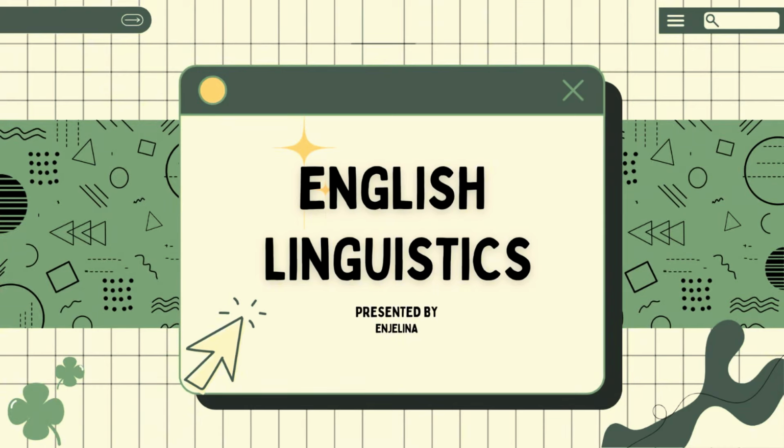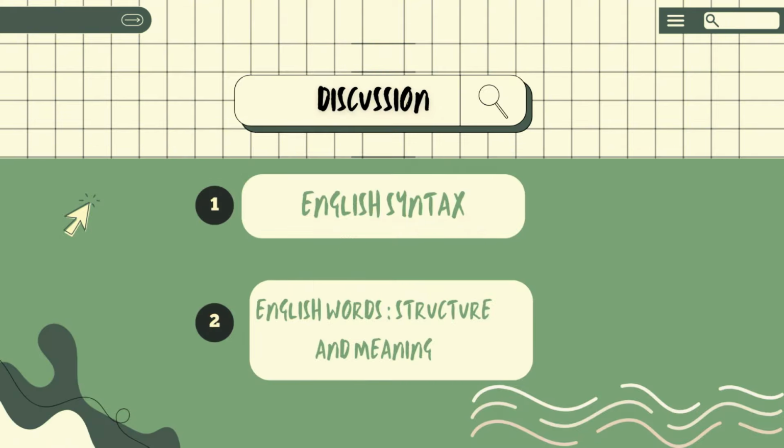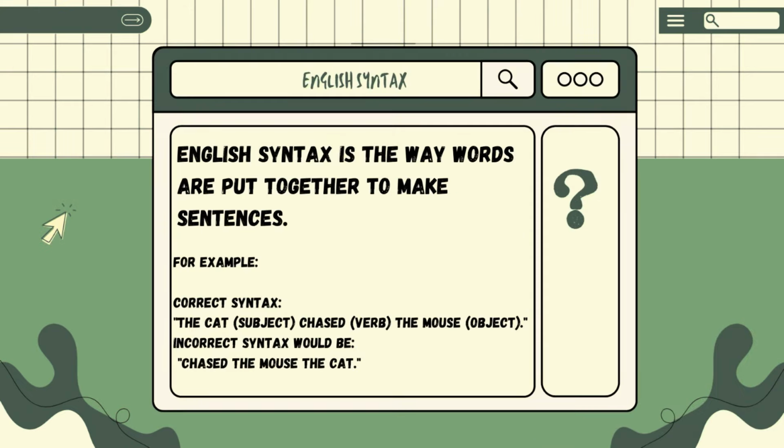Alright, let us start our discussions today about English linguistics. So today we're going to discuss two main topics. First, we are going to discuss English syntax. Second, we are going to discuss English word structure and meaning. Now, let us start our discussions.